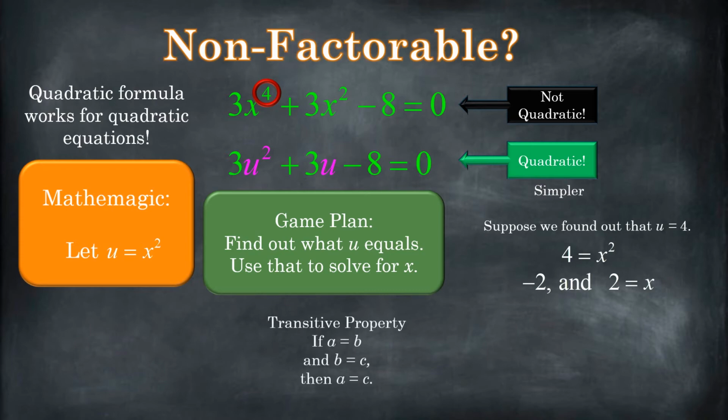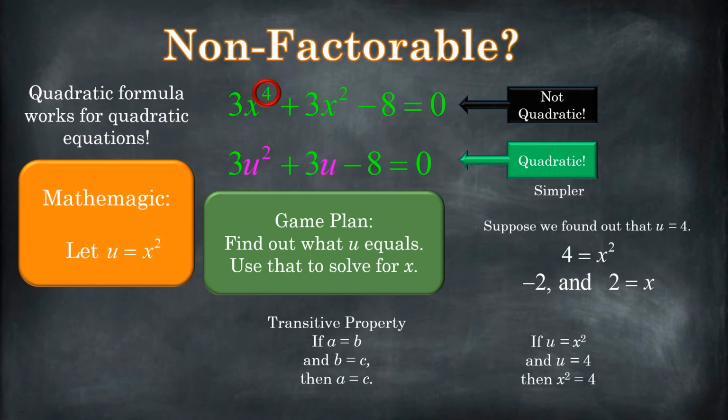This is an application of something really famous, kind of obvious. It's called the transitive property. It says if a equals b and b equals c, well then a equals c. That's like saying if I have as much money as John, and John has as much money as you, well, that means that you must have the same amount of money as I do. Do you see? So if u equals x squared and u equals 4, then x squared equals 4.